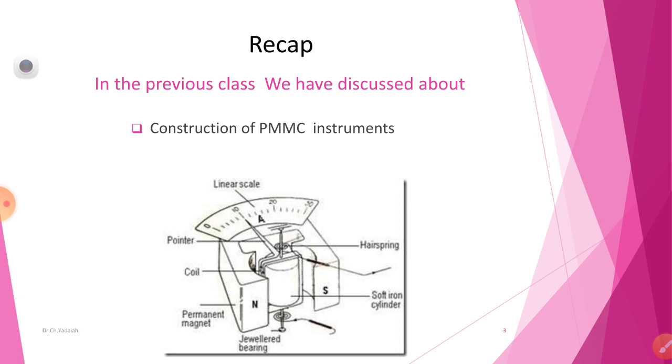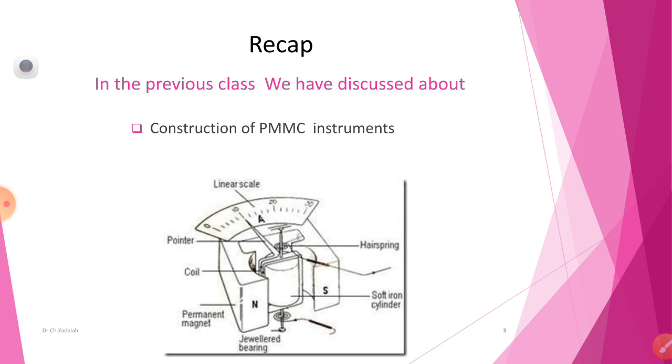The spindle is also attached to mechanisms for air friction damping, fluid friction damping, and eddy current damping; provision is also made. And the spindle is connected to a pointer. The pointer will rotate on a calibrated scale.